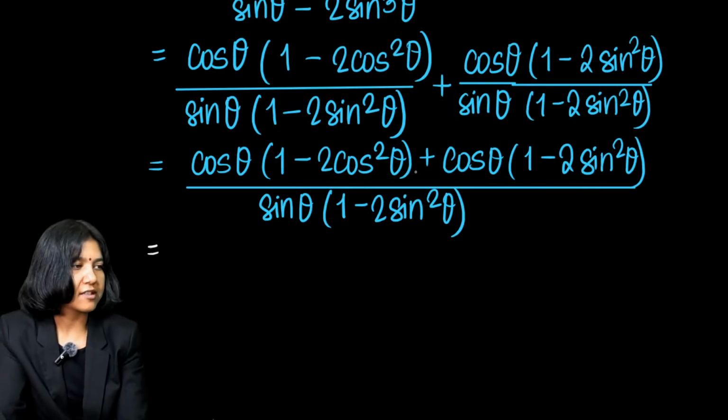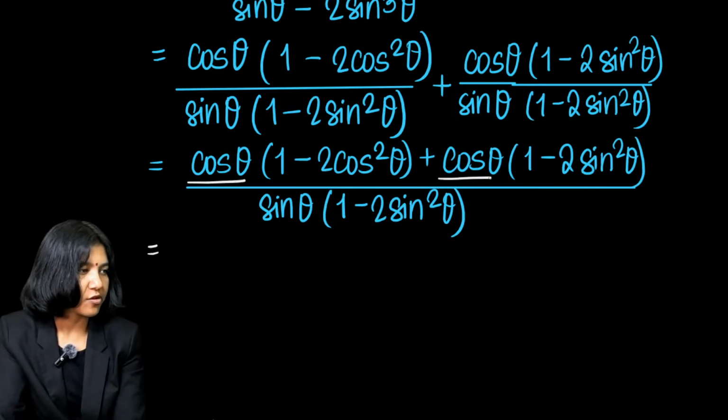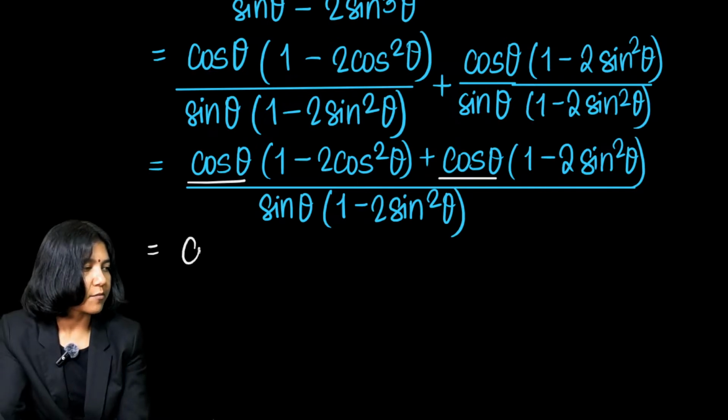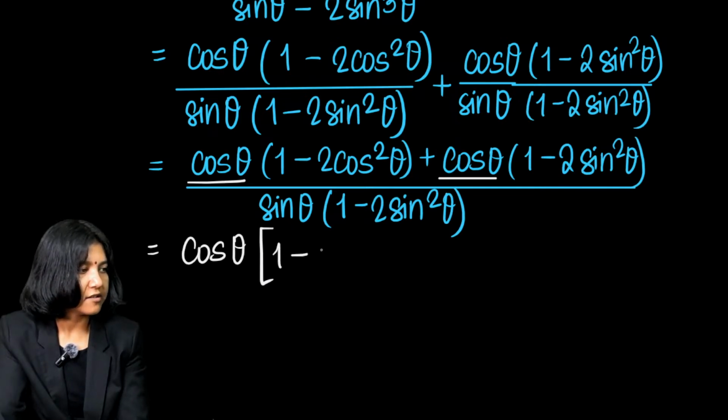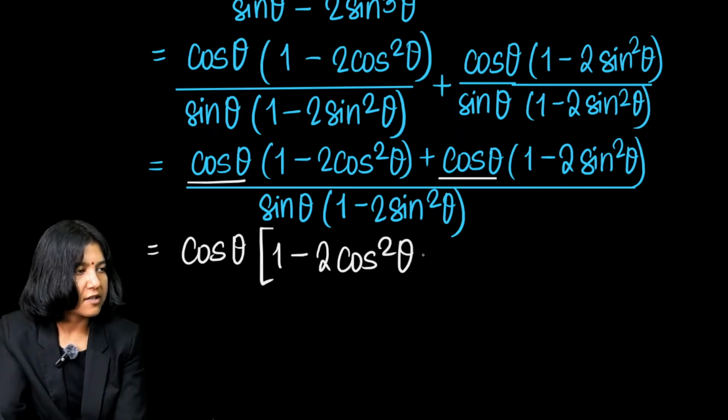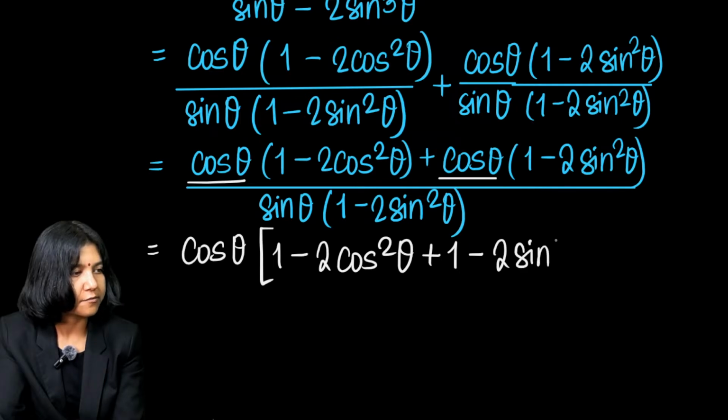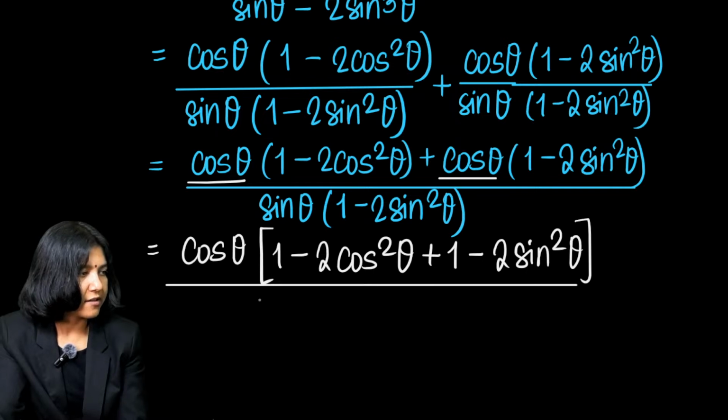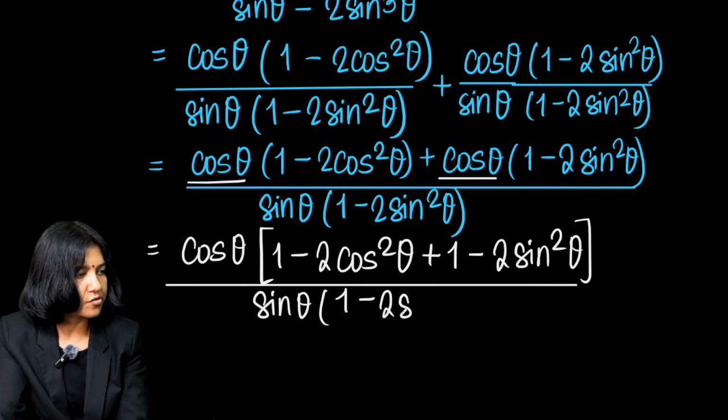So cos theta seems to appear in both of them, so that is taken out common, giving me cos theta out like this. And then this 1 minus 2 cos square theta, I'll write it as it is. 1 minus 2 cos square theta is the non-common part. Similarly, here I have 1 minus 2 sine square theta divided by sine theta upon 1 minus 2 sine square theta.